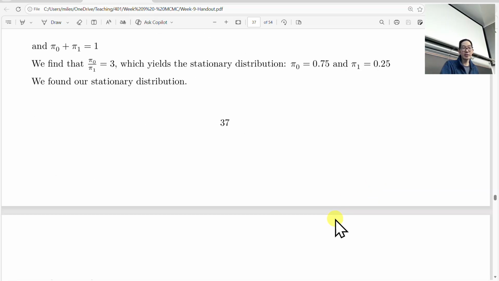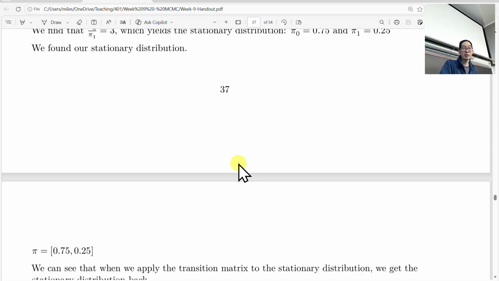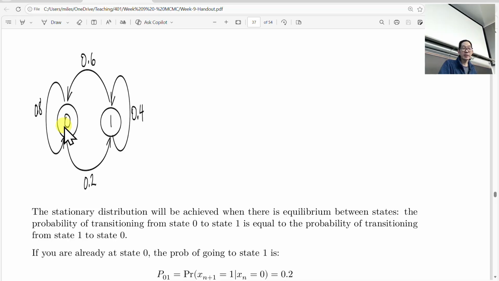And indeed, if I do 0.75, 0.25 times this transition probability matrix, okay, we will see 0.75 times 0.2 gives me 0.15. And then 0.25 times 0.6 also gives me 0.15. So I have 0.15 going this way and 0.15 going that way, all right? If I start off with 0.25, then 0.25 times 0.4, 0.1 goes back. So the amount flowing into 1 is 0.15 flowing in, and 0.1 flowing back to itself. So we remain steady at 0.25, okay?